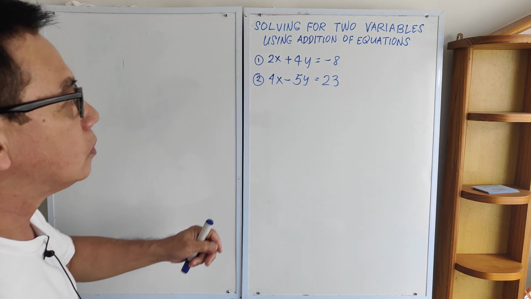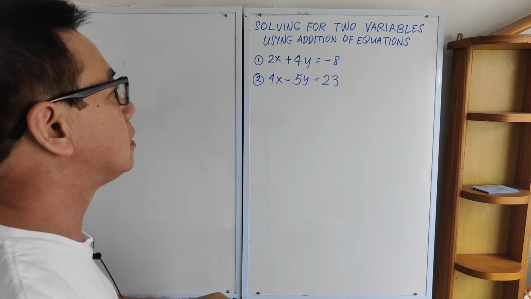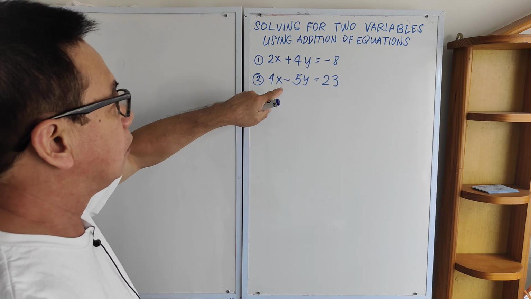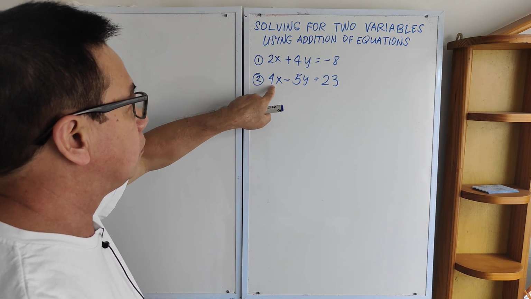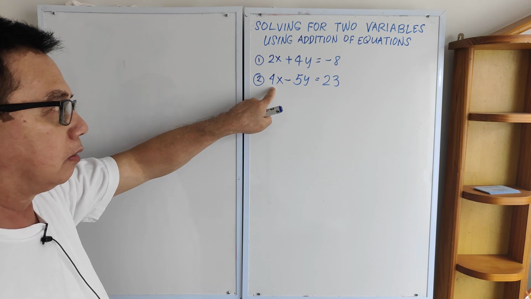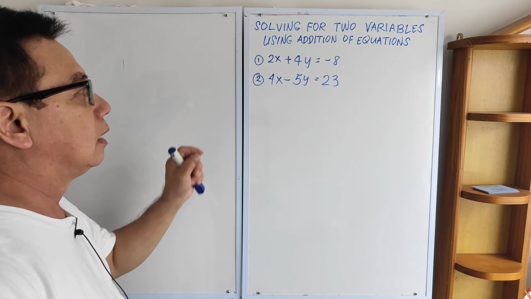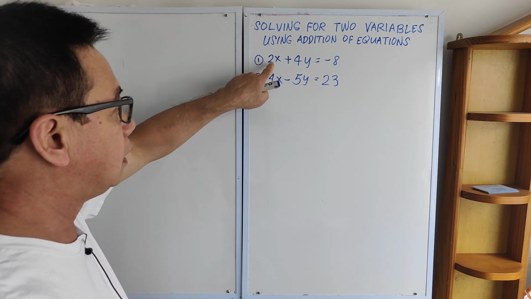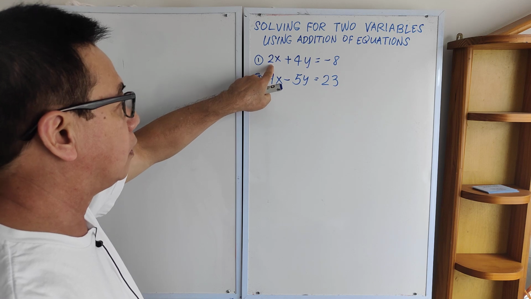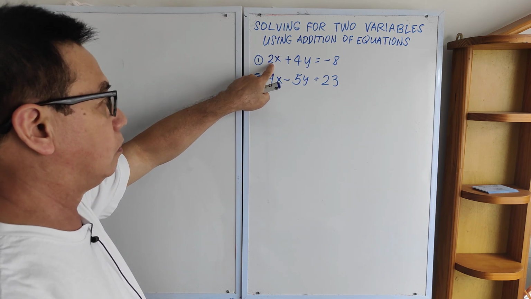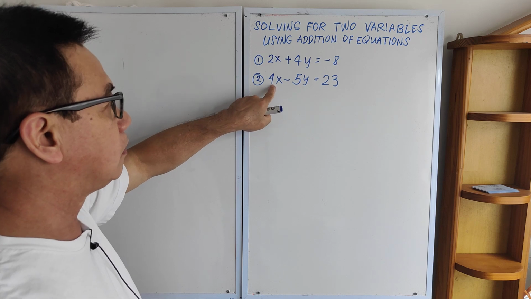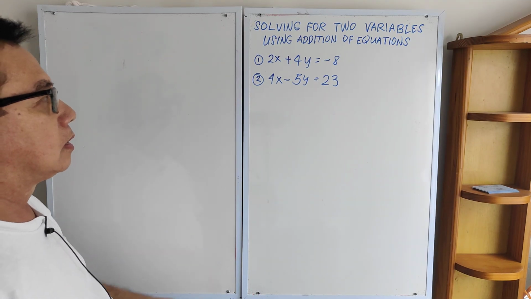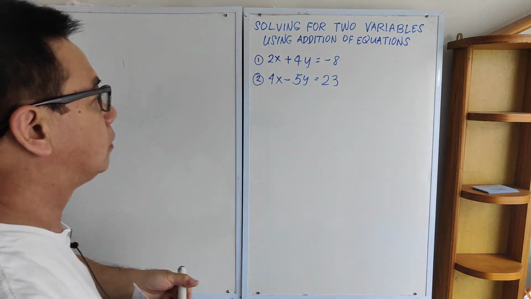So to solve for the variables, there are two options. The first option would be we make the coefficients of x to have the same number but different signs. So this is 4x. In here, to make this 4x, we have to multiply it by 2. At the same time, this is positive, this is also positive, so we have to multiply it by negative 2. So let's multiply this by negative 2.